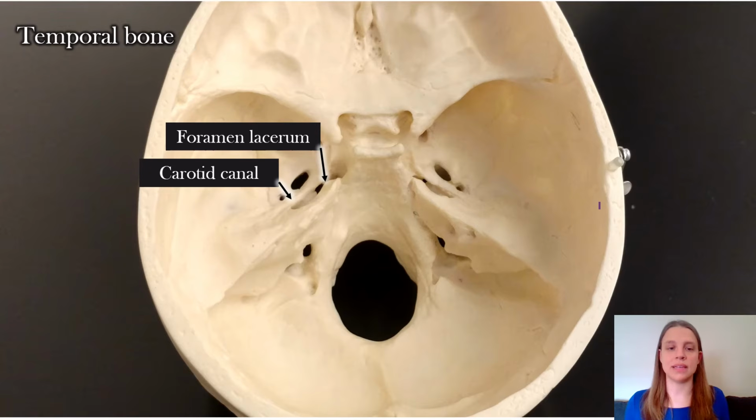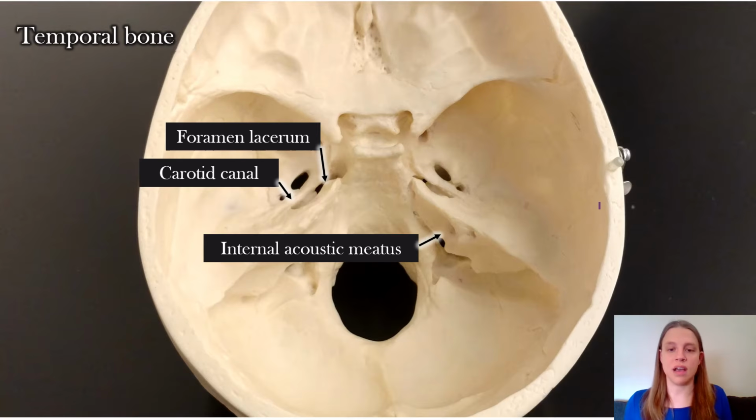And the carotid canal, which is in the same channel as the foramen lacerum, but is a separate hole. And on the side, you can kind of see a little indent, which is the internal acoustic meatus. And if you drilled straight through from the external acoustic meatus, you would end up inside the internal acoustic meatus. Although in the skull, it's just a little divot. It's not a full hole through.